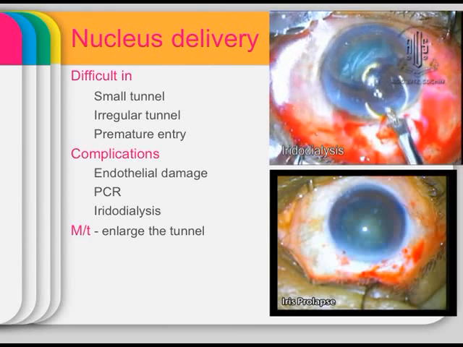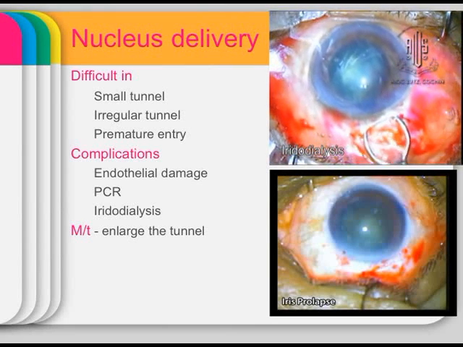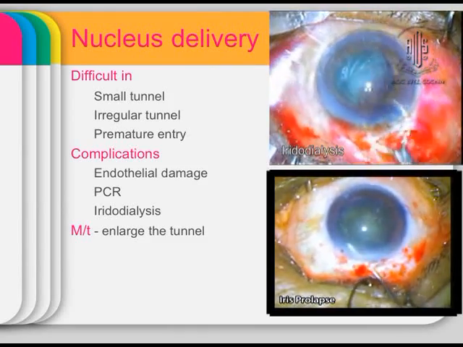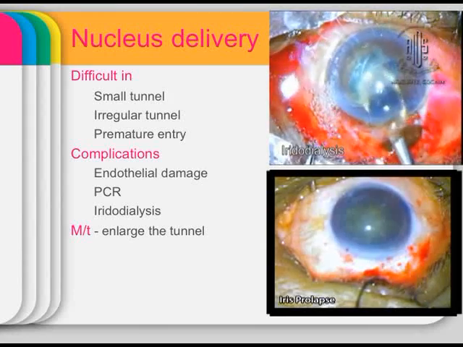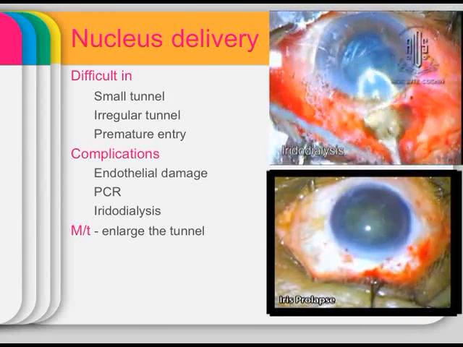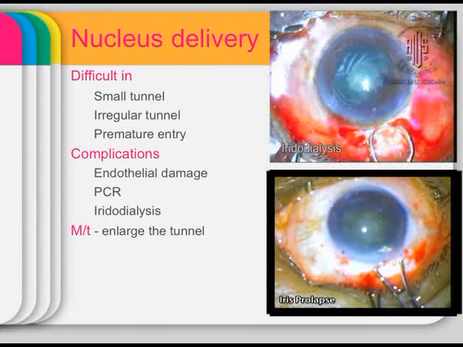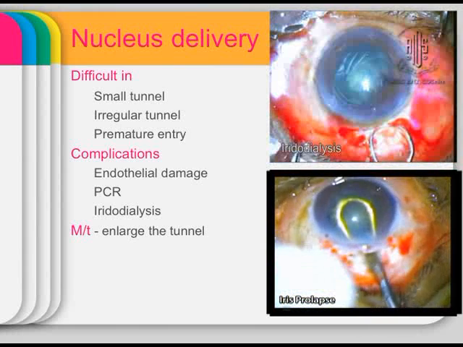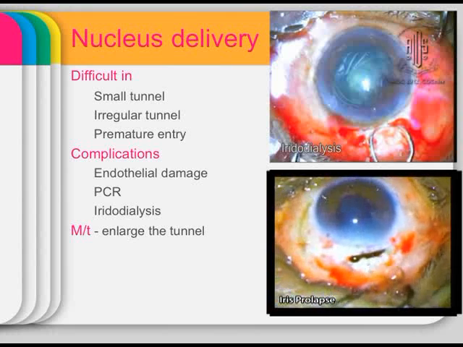Nucleus delivery becomes difficult in case of a small tunnel, irregular tunnel or premature entry. Complications include endothelial damage, PCR and iridodialysis. In case of a small tunnel, always enlarge the tunnel. You can see in this case that the tunnel was small and the surgeon is attempting nucleus delivery, and in that process, this is the iridodialysis part. He has caused an iridodialysis.